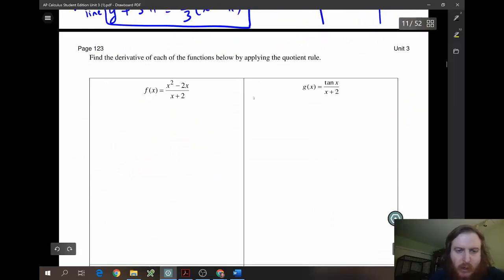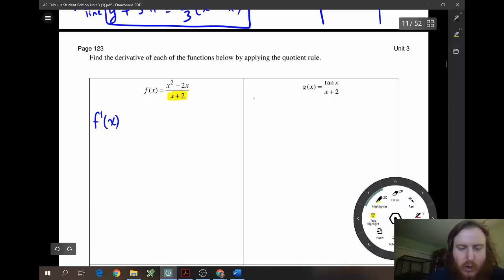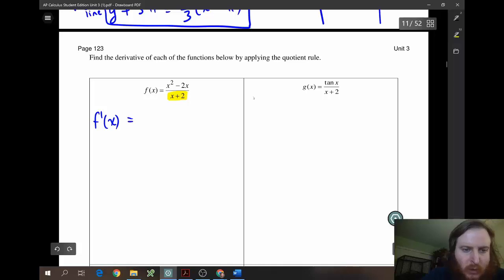So, a few for practice. If you want to pause the video, try these on your own, and then watch it afterwards, you can. Or if you want to just watch me do it and take notes with me, you can. The key here is just recognizing that as soon as I see in my denominator that there's more than one term, I know for sure I have to do quotient rule.